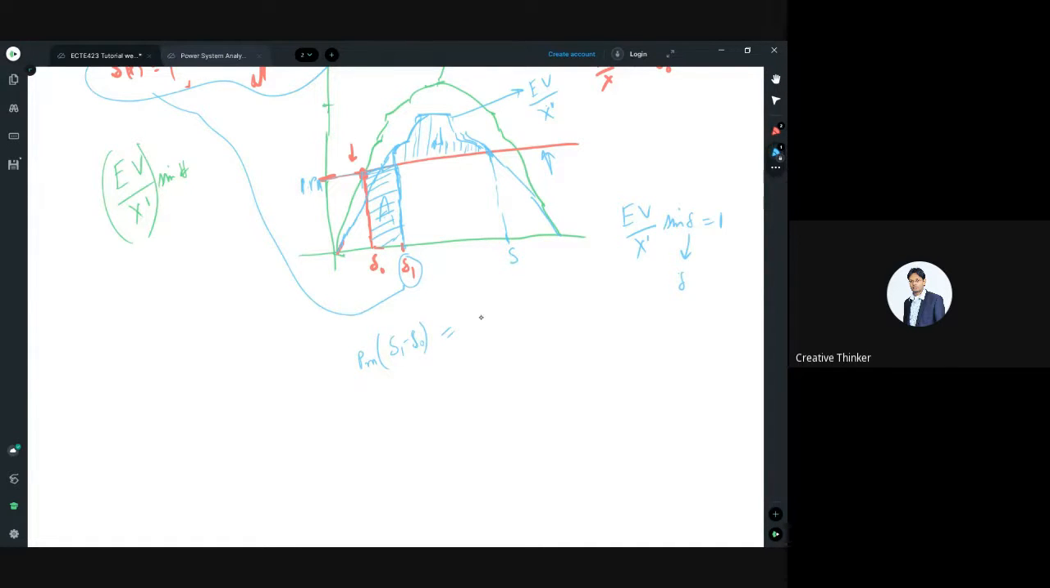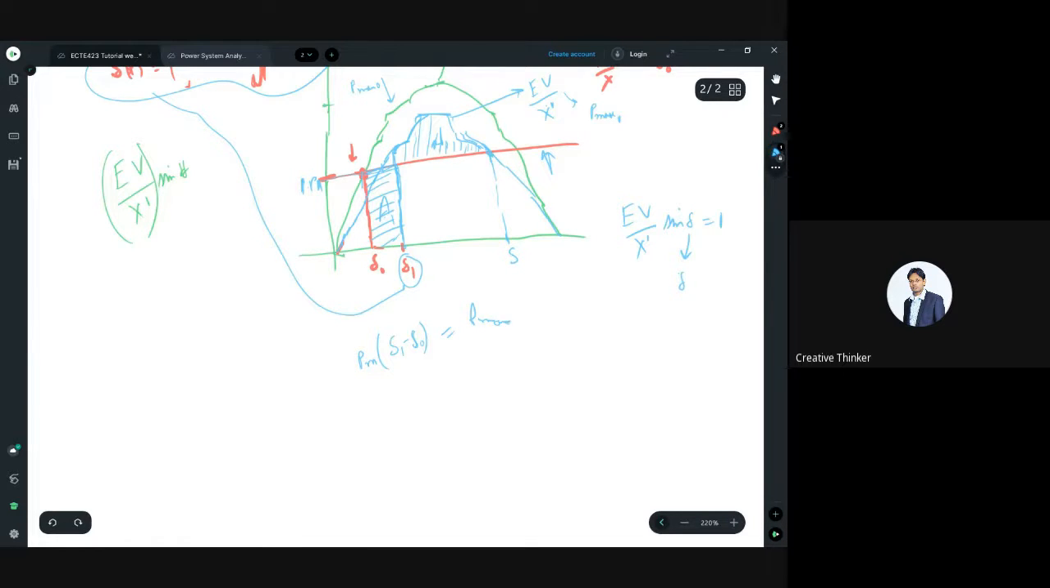So the post-fault P-delta curve is E into V by X dash. You will first calculate what E V by X dash is. I am calling that P max 1, and the green one as P max 0.